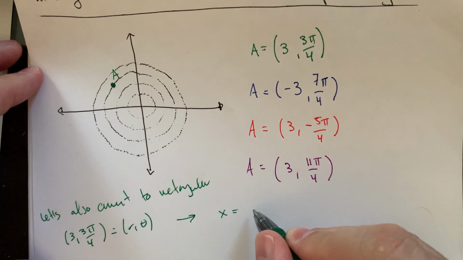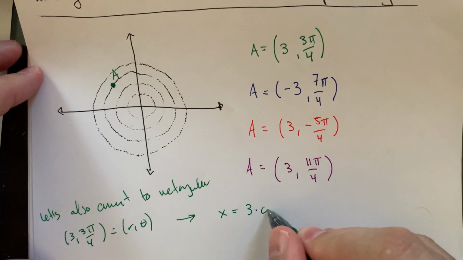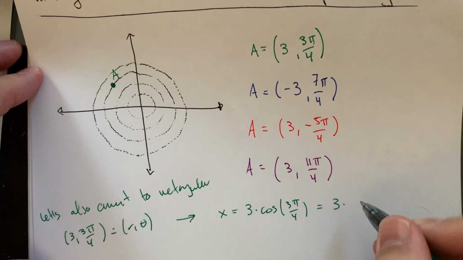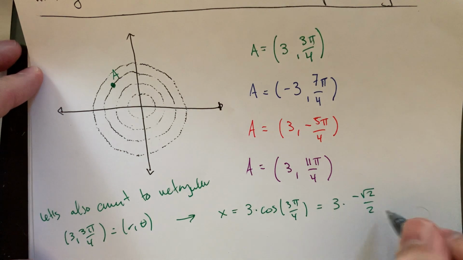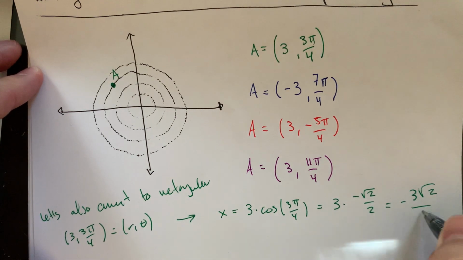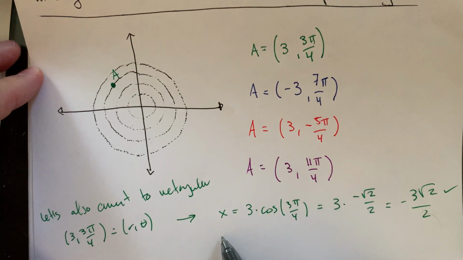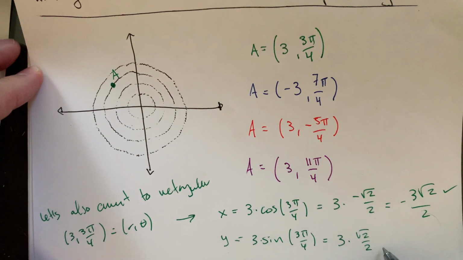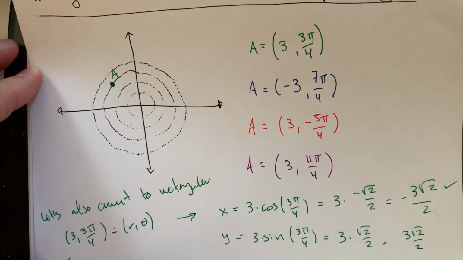So my x value is going to be the radius times cosine. So 3 times cosine 3 pi over 4. That's going to be 3 times negative root 2 over 2. So negative 3 root 2 over 2. And then the y value would be 3 times the sine value. So that would be 3 times, sine in quadrant 2 is positive, so positive root 2 over 2. So 3 root 2 over 2. So as an xy coordinate, this would be negative 3 root 2 over 2, and then positive 3 root 2 over 2.